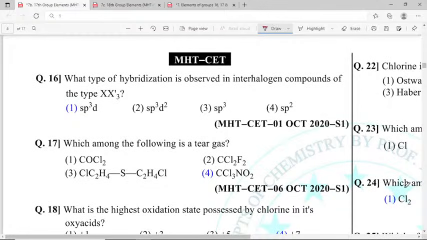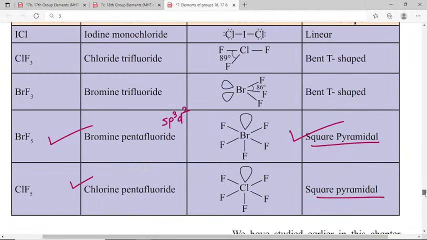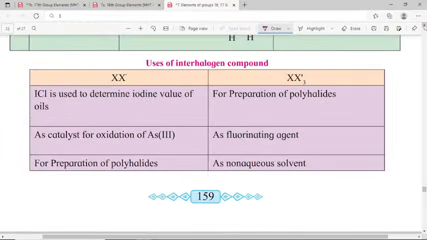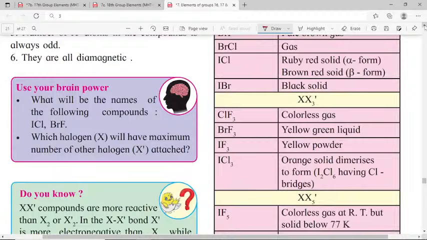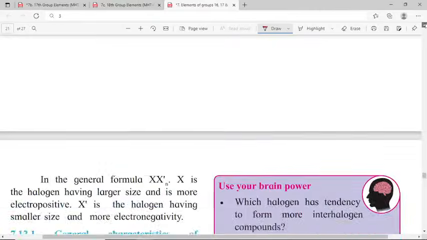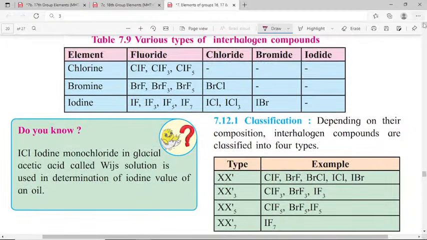What type of hybridization is observed in an interhalogen compound of XX'3 type? So this is the hybridization sp3d. I think there is one table where the type of hybridization is written. Please check where it is written as a table. No, there is nothing like a table.